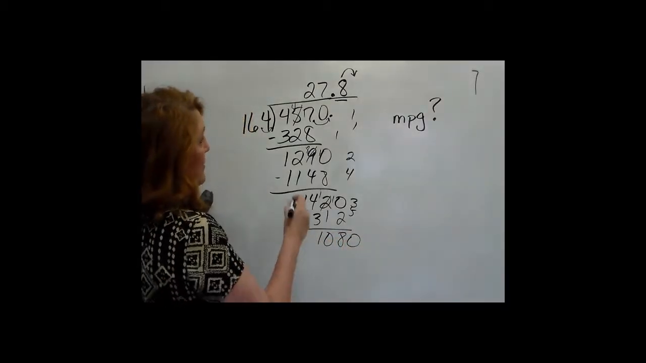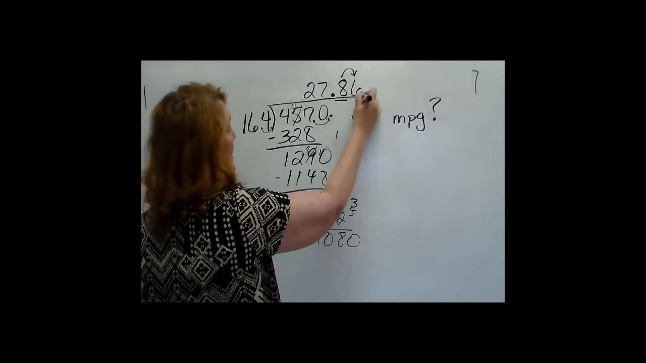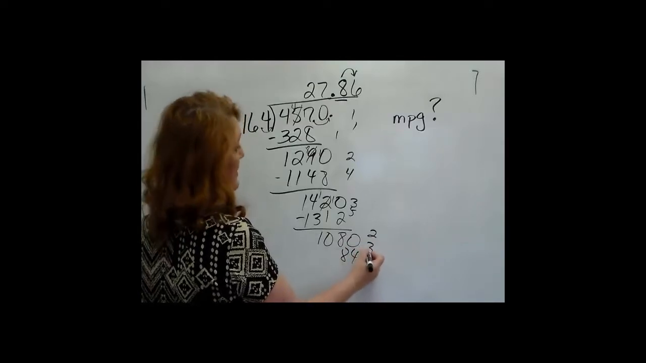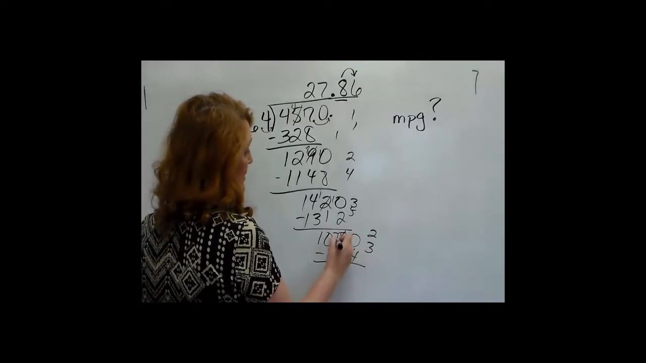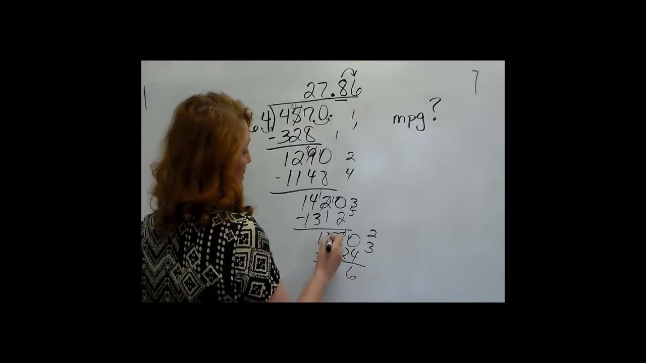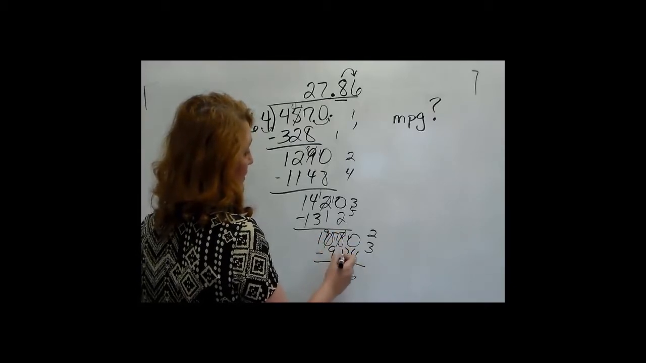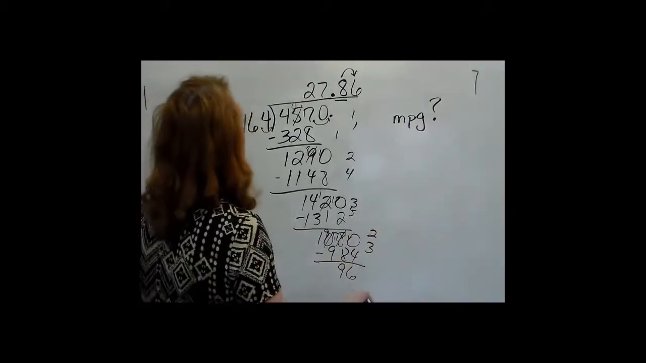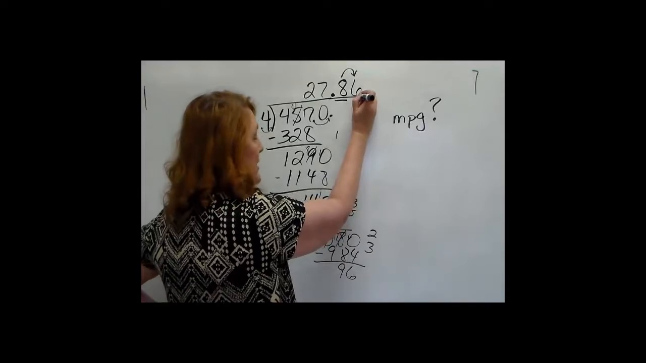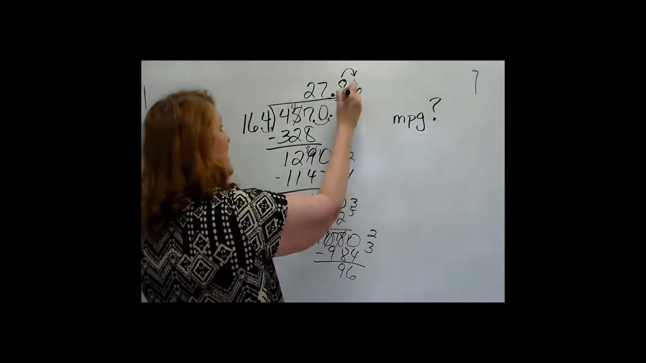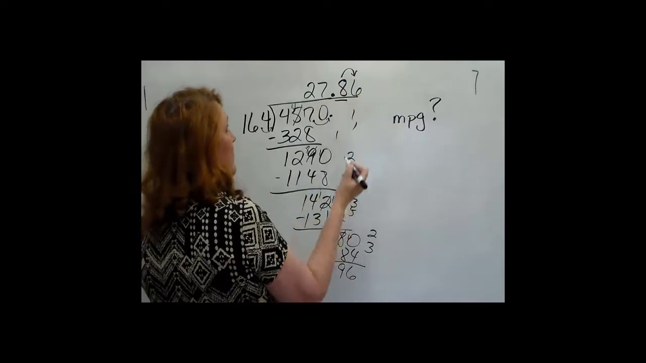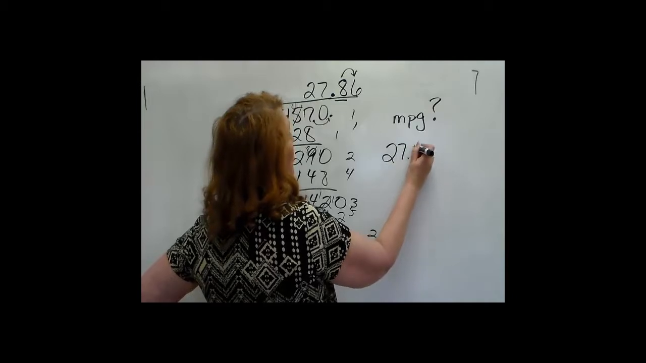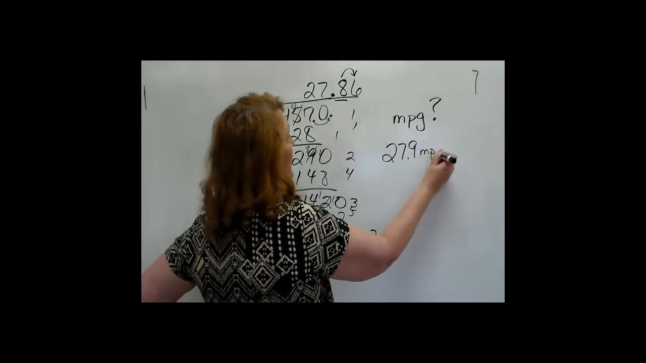164 goes into 1,000, probably 6 times. 6 times 4 is 24. Then subtract, and I've got a remainder of 96. So I've got enough numbers here so that I know that this digit rounds up 1. So the answer to the question, how many miles per gallon, is 27.9 miles per gallon.